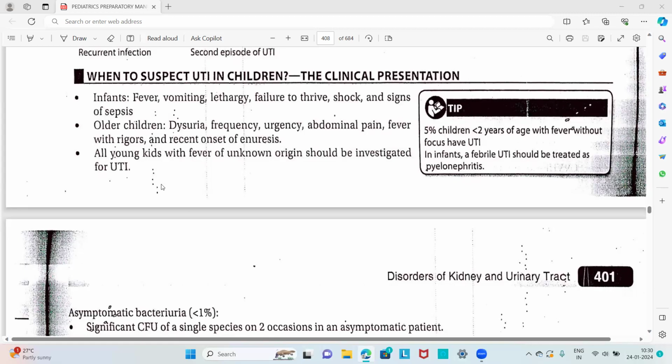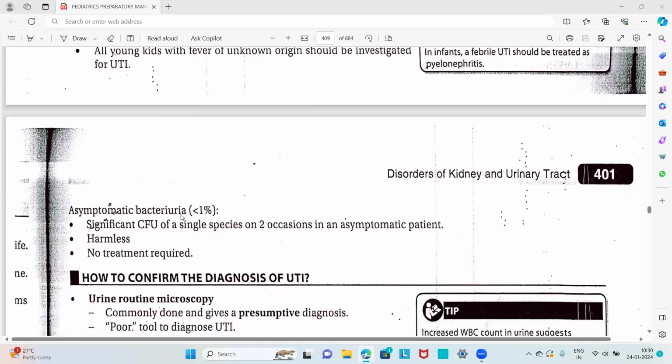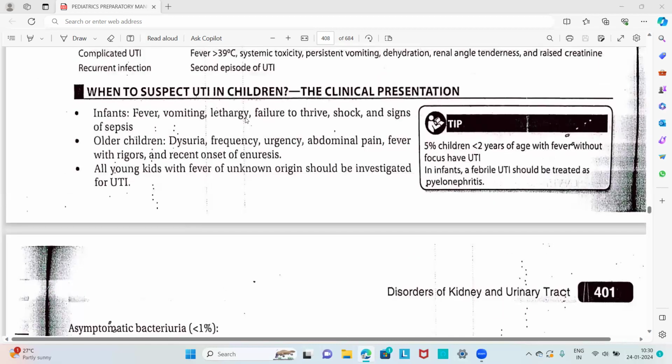Also, asymptomatic bacteriuria is present in less than 1% of cases: a significant colony forming unit of a single species on two occasions in an asymptomatic patient. It is usually harmless and no treatment is required in asymptomatic bacteriuria. So these are the clinical presentations in which we should suspect UTI in children.